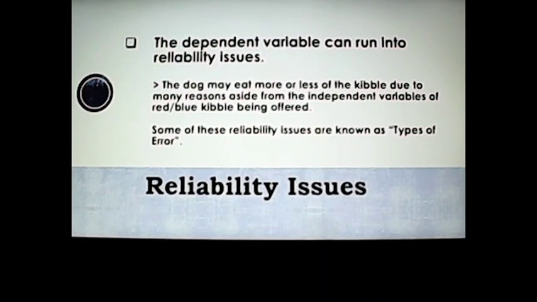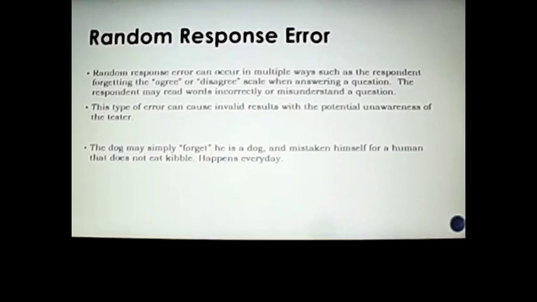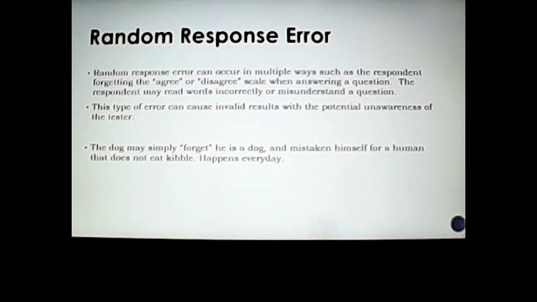Random response error can occur in multiple ways, such as a respondent forgetting the agree or disagree scale when answering a question. If you've ever taken a questionnaire, we know that sometimes there can be different numbers that correlate to agree, disagree, very much disagree, or very much agree. As you're going along through the questionnaire, sometimes you'll get caught up in the question and forget which response you're actually putting down. So this type of error can cause invalid results, with the potential of the unawareness of the tester.